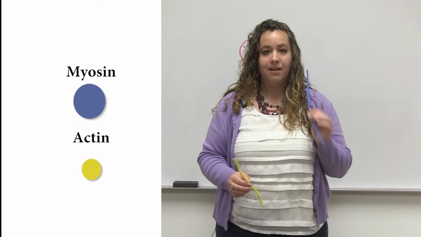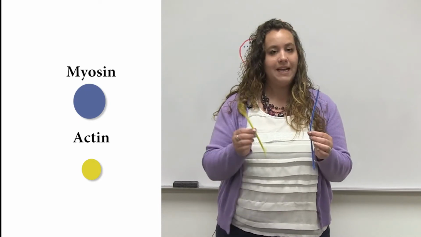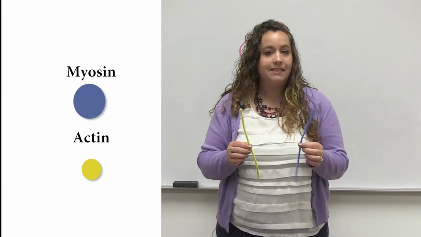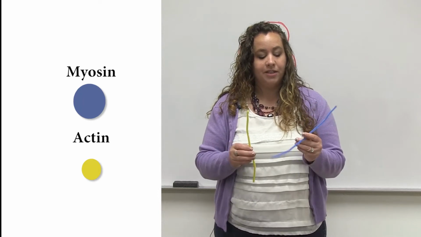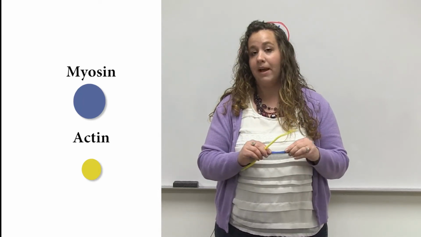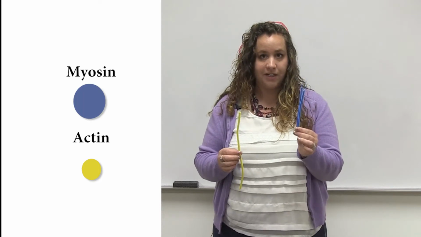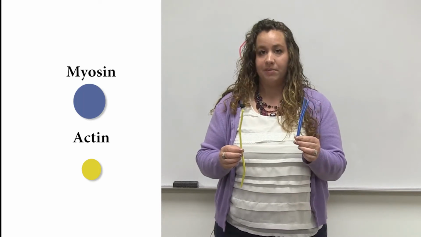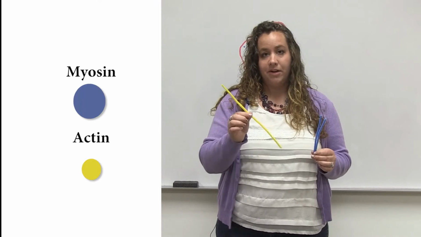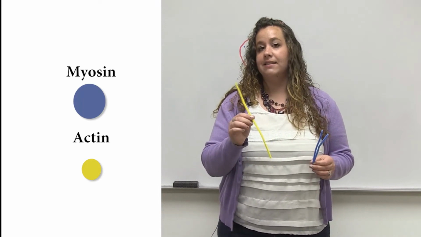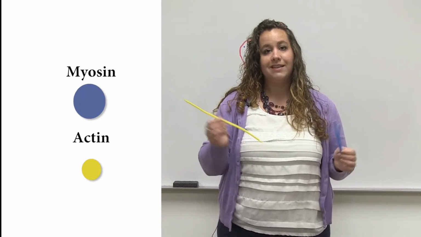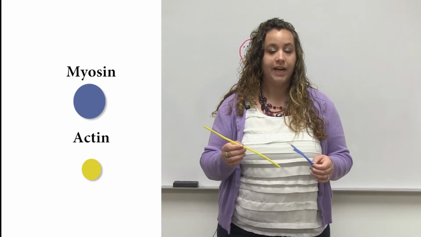Contractile proteins being myosin in blue and actin in yellow. Myosin is going to be the thicker filament, which I can't really tell because it's just one pipe cleaner, but if I was to twist it all together, this is the thicker structure. This is going to be in the center of your sarcomere. Towards the outside of your sarcomere, you're going to find actin. Actin is the thin filament. Both of these are going to slide past each other to create movement.